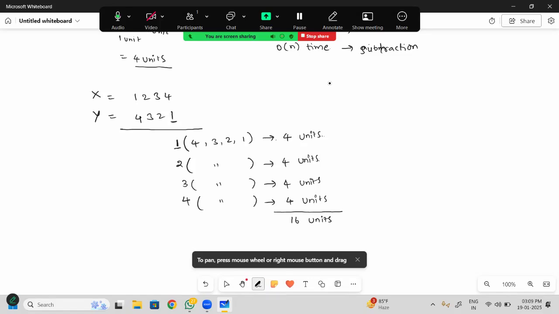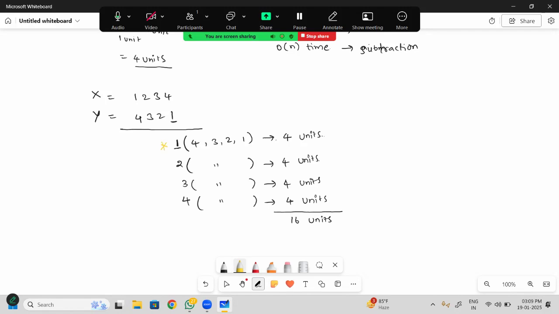So if you understand the relation between the number of digits and how many times it is calculated, the total number of units is equal to 4 into 4, where 4 is the number of digits and 4 is the multiplications. So a total of 4 square multiplications have been done.